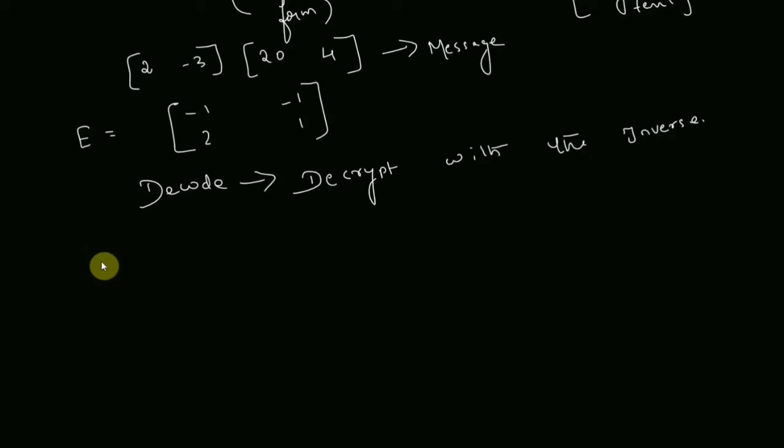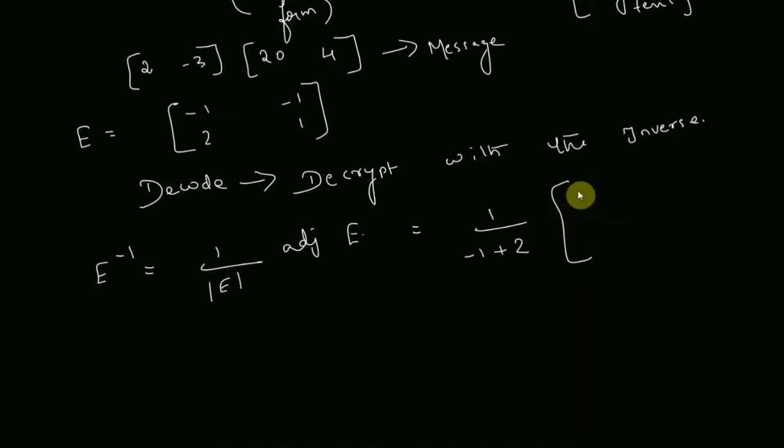So he has to decode it. The encoded matrix given is minus 1, 2 and 1. The person B, the receiver, has to find the inverse of the matrix E. So 1 by determinant of E into adjoint of E. It is a non-singular matrix, that is the condition. He has to use only a non-singular matrix. The person A has to use only a non-singular matrix.